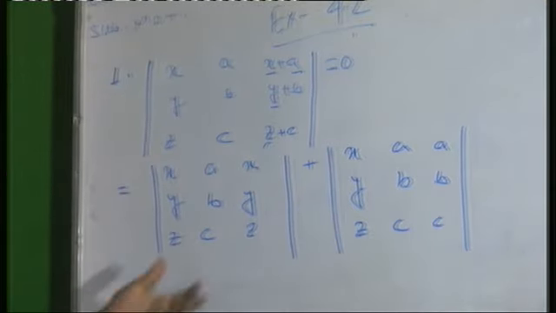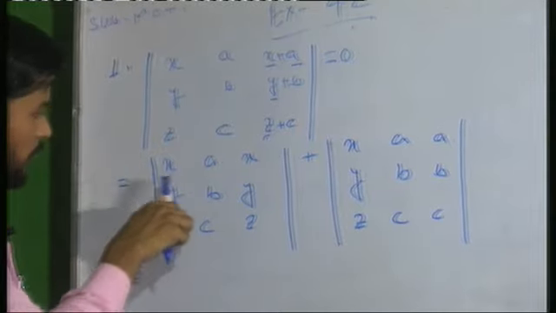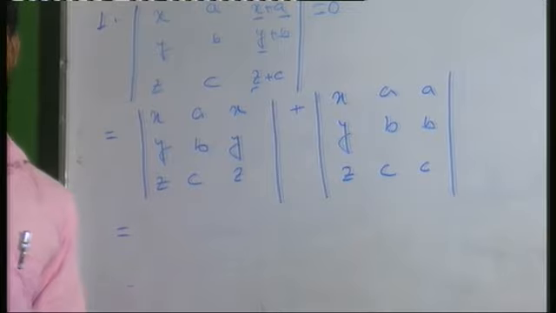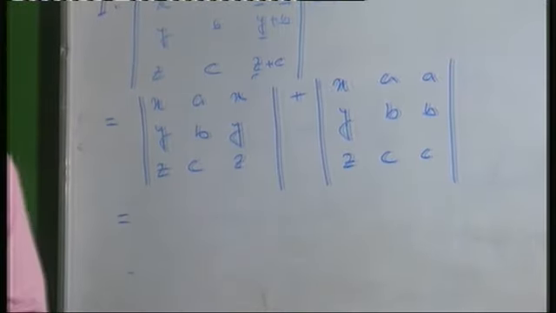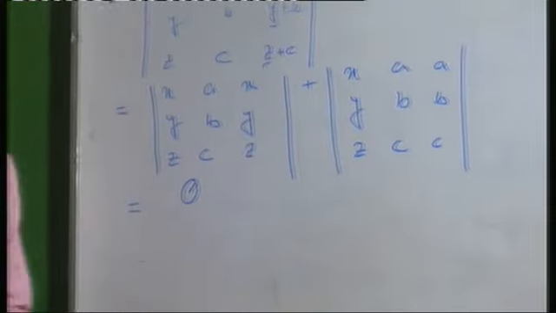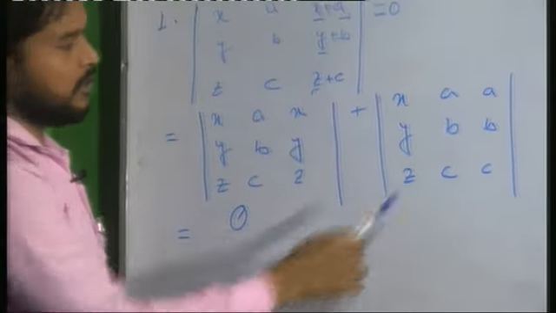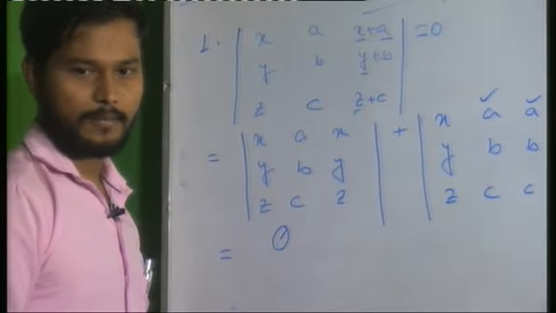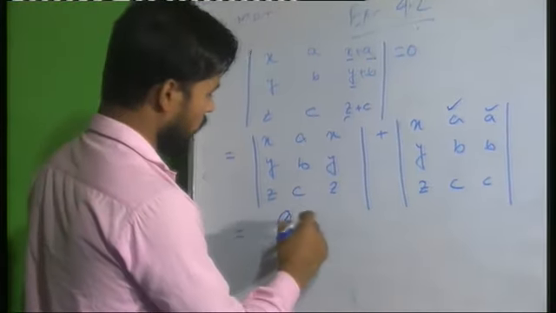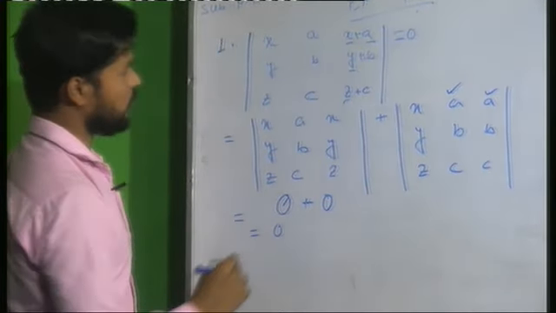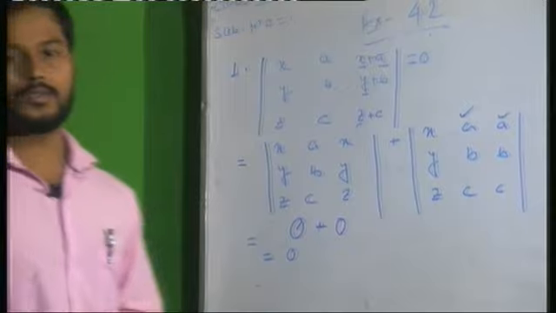Now look at the first determinant. The first column and the third column are identical, and we know that if any two rows or any two columns of a determinant are identical, then the value of the determinant is 0. Similarly, for the second determinant, the second column and the third column are identical, so this determinant is also 0. So 0 plus 0 is equal to 0, and the value of this determinant is equal to 0.